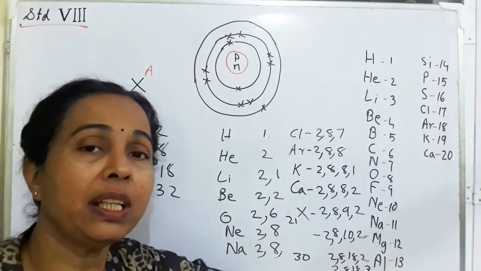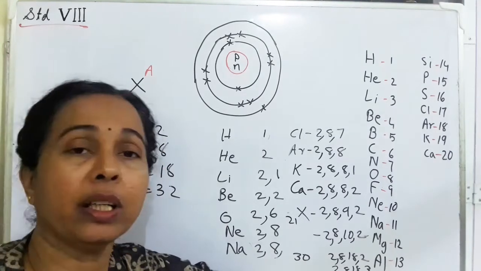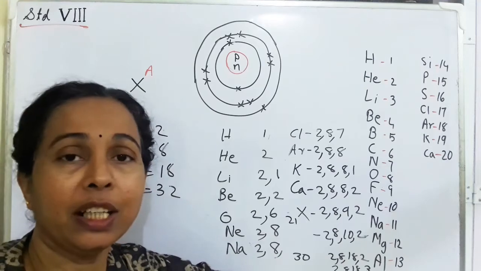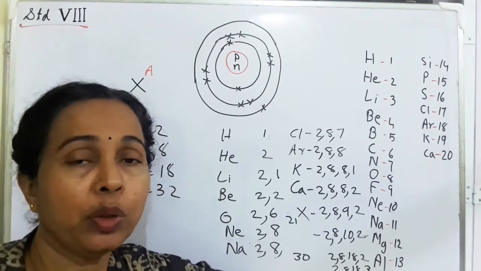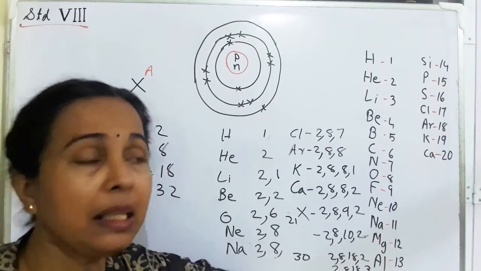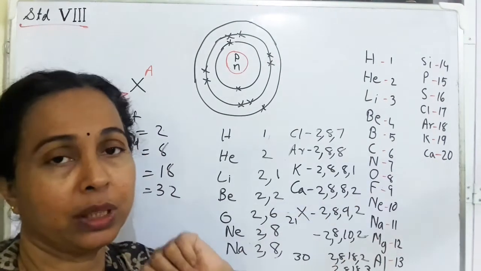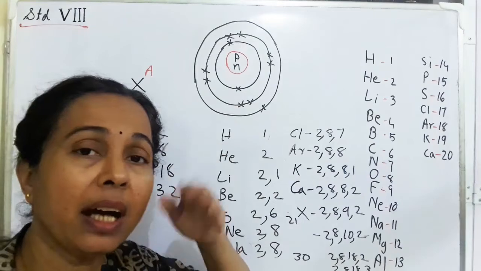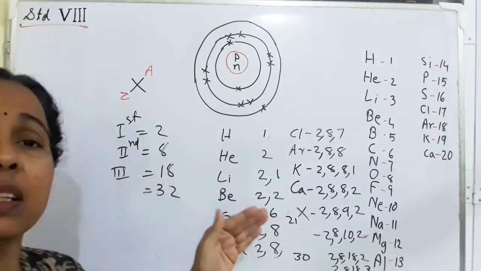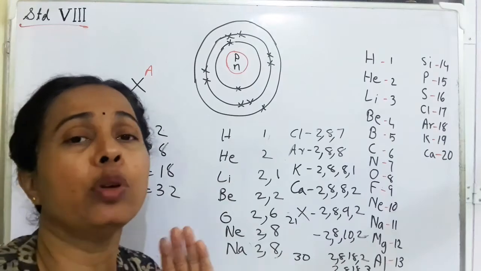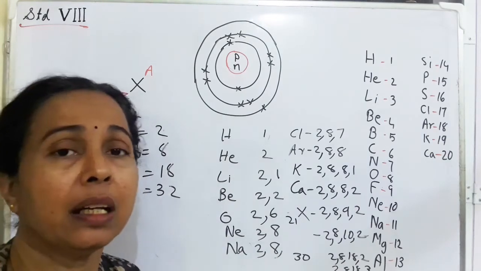Okay, so we have finished electronic configuration in your textbook. Now we will continue in the next class. So study well. You should be able to write the electronic configuration of any element up to atomic number 20. No use in learning the electronic configuration by heart. It is not possible. But just understand the rules. So we will be able to write the electronic configuration of any element.